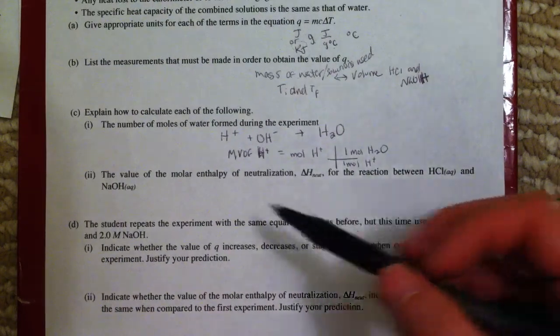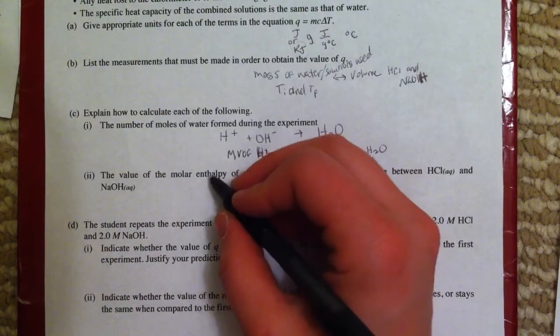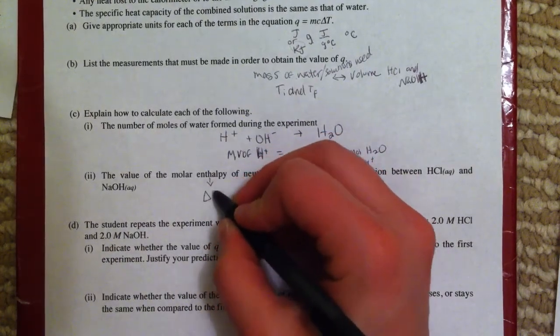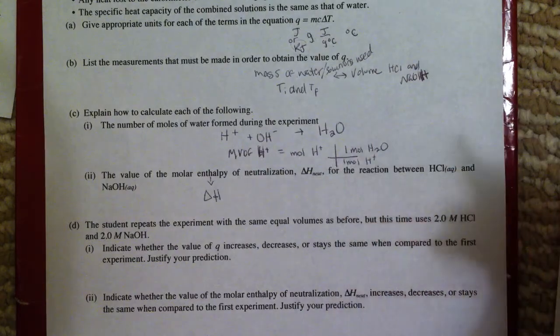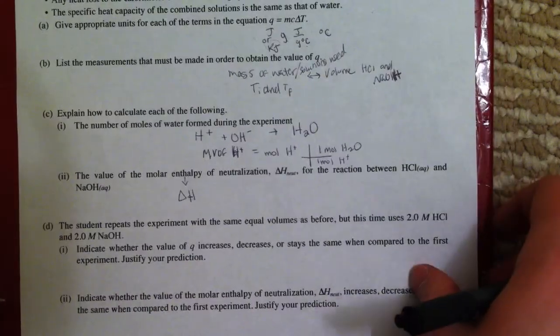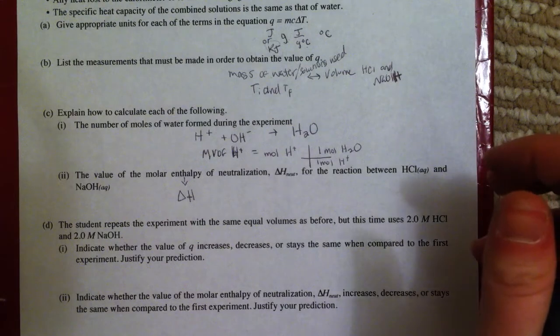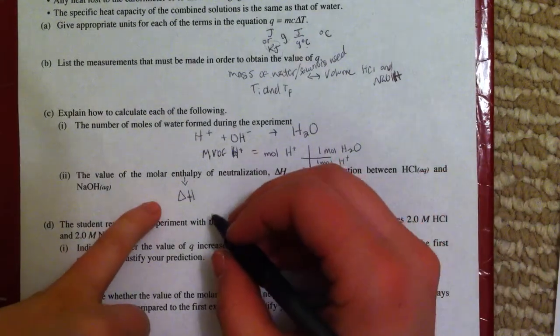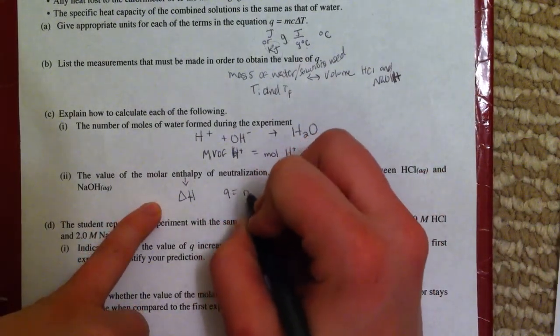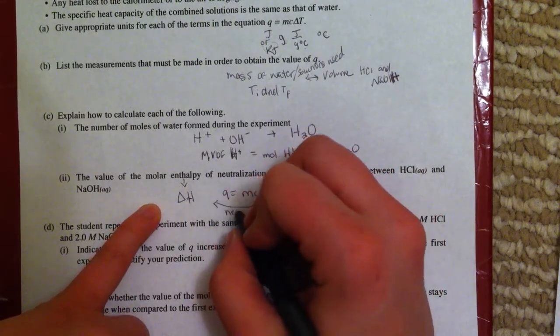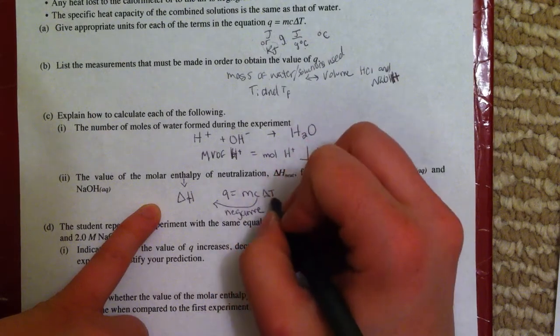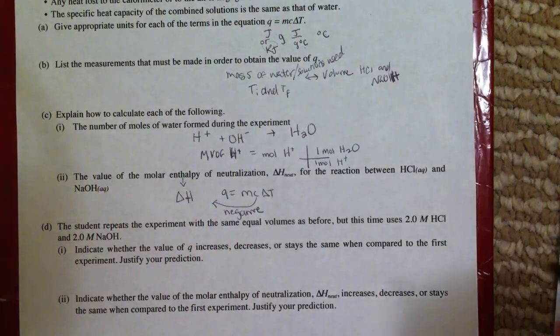The value of the molar enthalpy. Enthalpy has an H in it, so I know that means delta H. Oh, it's given to me. Enthalpy of neutralization for the reaction between HCl and NaOH. So how are we going to find delta H? We're going to find Q equals m c delta T, and then it's going to be the negative of that, because the heat is going into the water, and the reaction is the source of all the heat, so it needs to be the negative of that.